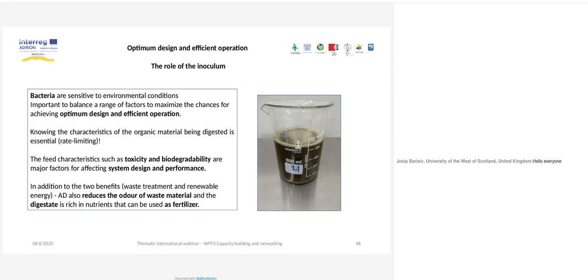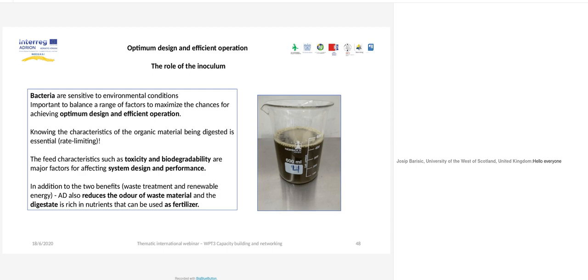So the role of the inoculum, what is the inoculum? As we said, a microbiological process is going on in the digester in the biogas plant. So bacteria are very sensitive to environmental conditions. It is important to balance a range of factors to maximize the chances for achieving optimum design and efficient operation.